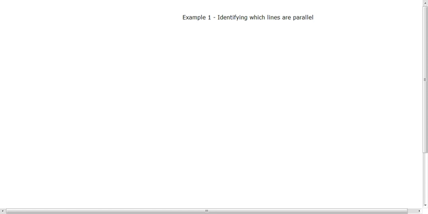Well, let's take a look at some examples on how we determine where we have parallel lines by looking at a particular equation. So here, say we're given y is equal to 5 over 3 x minus 2.